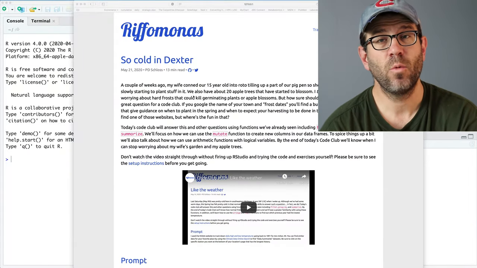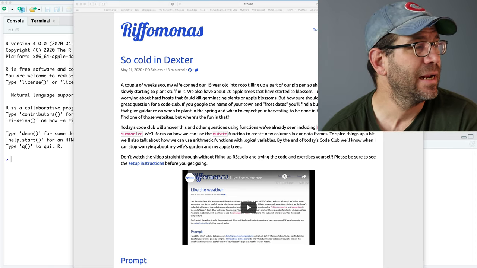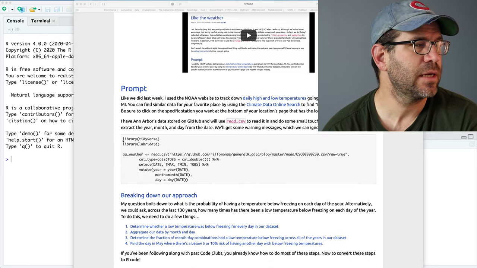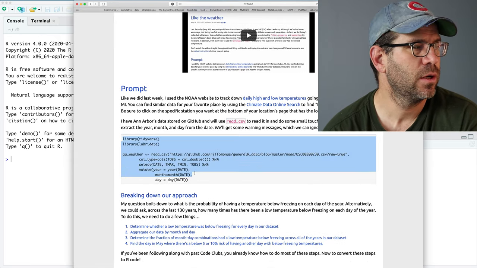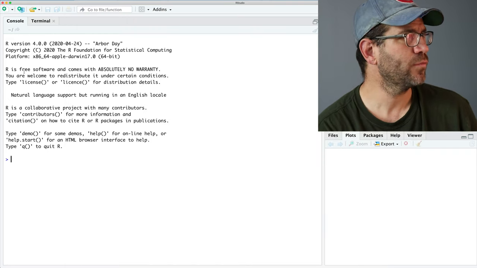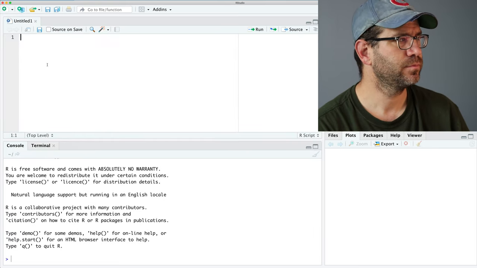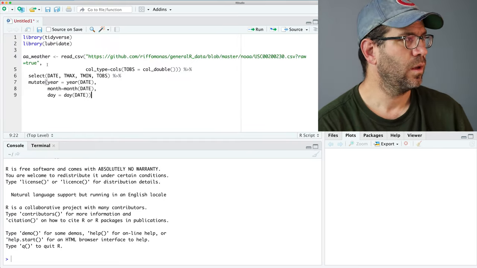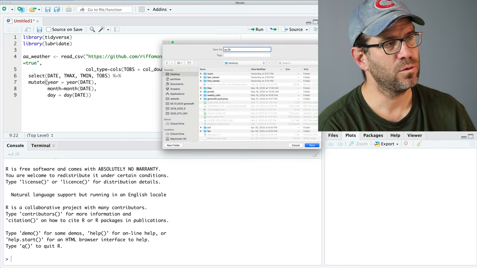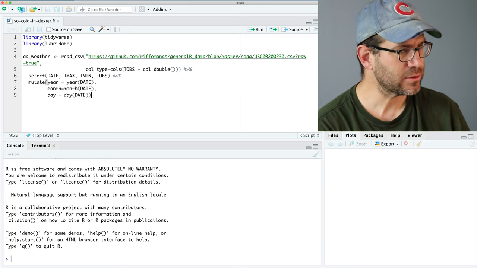So again, at the Code Club website, on this page titled So Cold and Dexter, we're going to go down to the prompt, and you can see that we have this first code chunk in the gray box, and I'm going to go ahead and copy this over into RStudio into a new R script. I'll go ahead and save this as So Cold in Dexter.r. That's my R script.